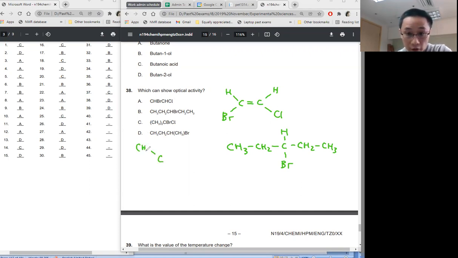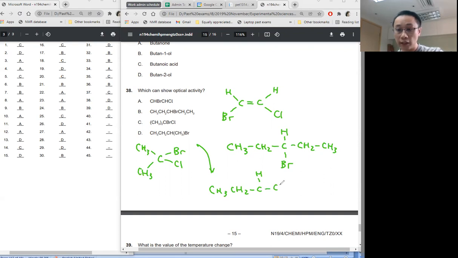C, you've got 2 CH3 groups bonded to the central carbon, and when you've got two identical groups bonded to the central carbon, no, it's not going to be optically active. So the correct answer is D. The third carbon on the chain is bonded to CH3, CH2, hydrogen, CH3, and Br. So 4 different groups. Therefore, the answer is D.